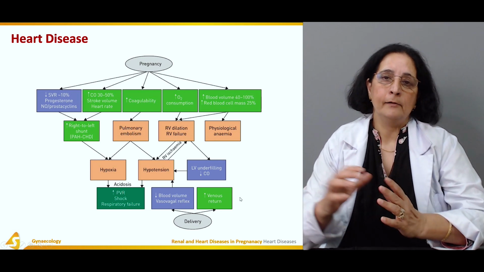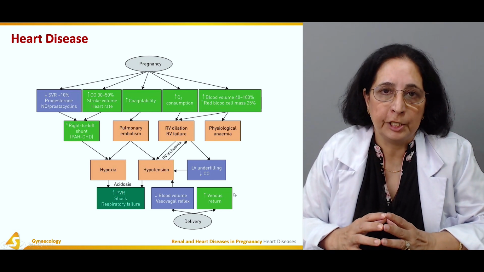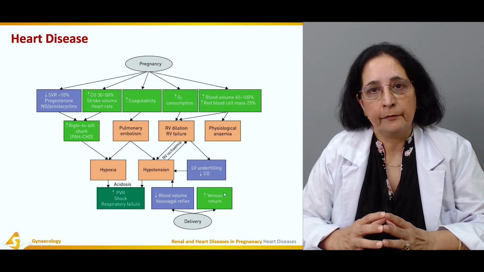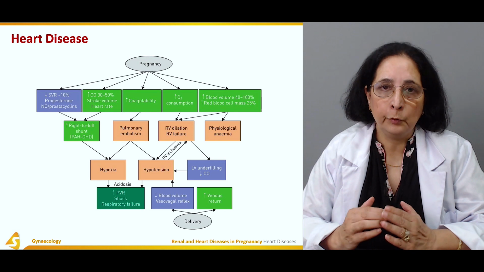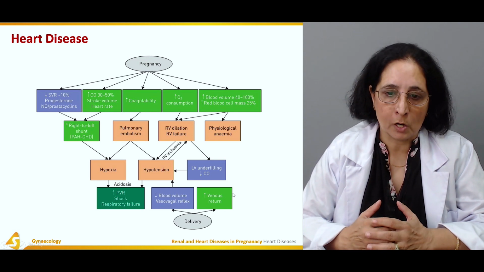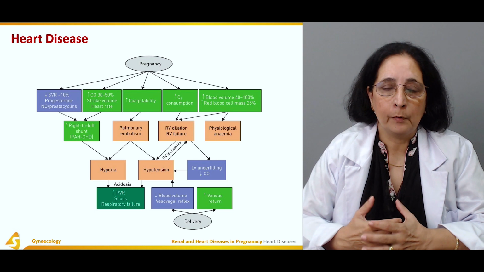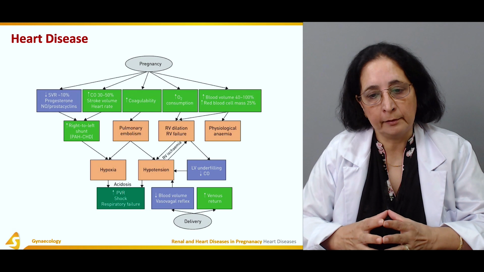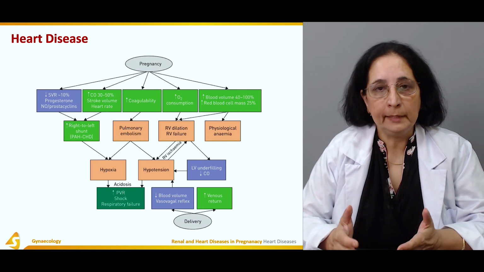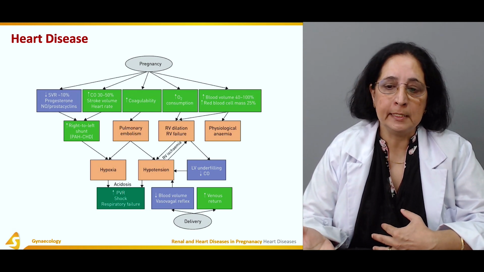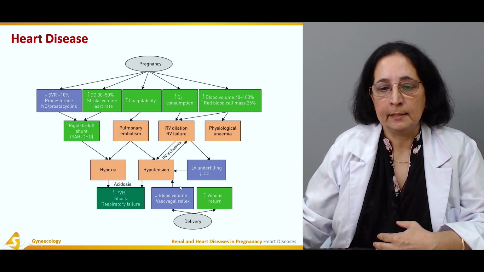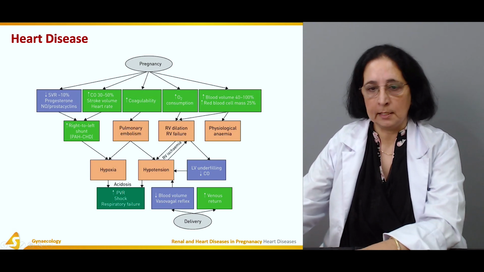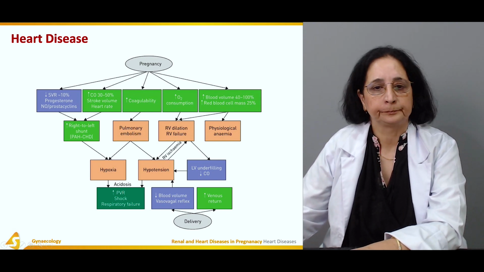So there are normal physiological changes during pregnancy that can cause different effects, including hypotension and hypoxia. And this hypoxia can cause acidosis and increased peripheral vascular resistance. With the delivery, we have increased venous return, and there is decreased blood volume and vasovagal reflex. So this is the effect of pregnancy.